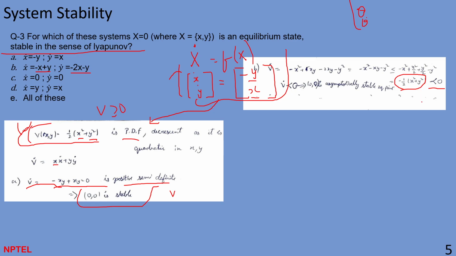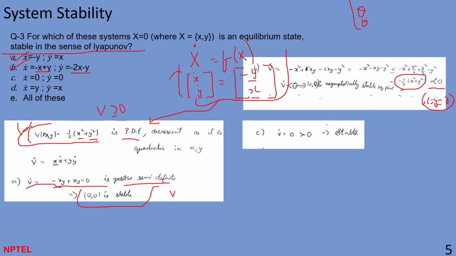Okay, except the case where x and y equal 0. Basically, it's the condition of asymptotic stability. So A and B options are both right. Coming to C option, x0, y0. When you put x dot, y dot as 0, the V dot will be 0, which is some kind of stability. So it is a stable function. So C is also right.